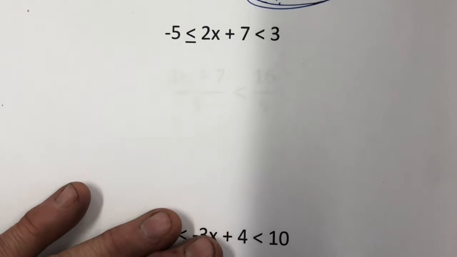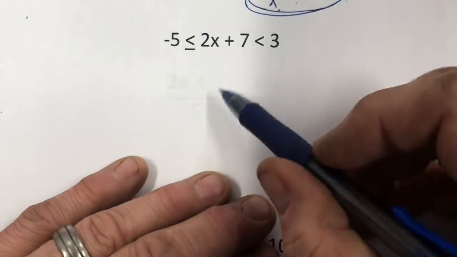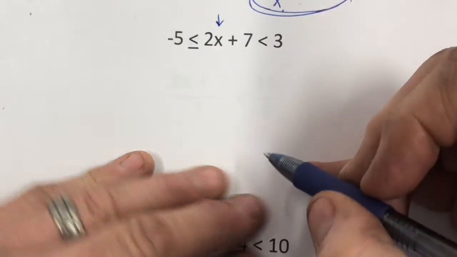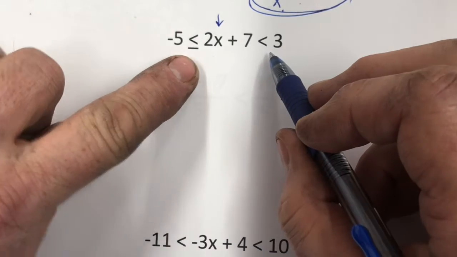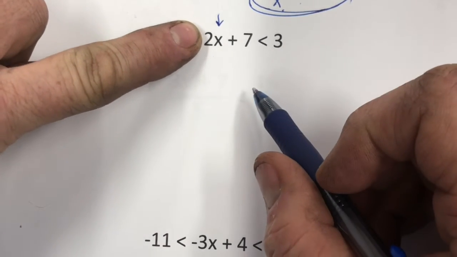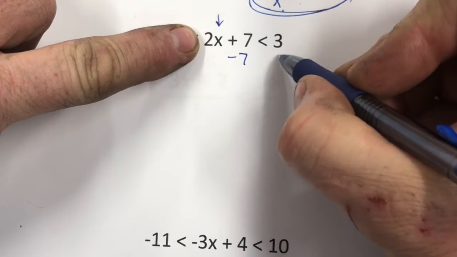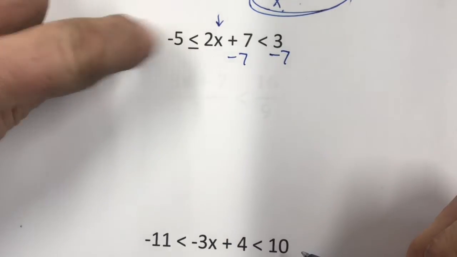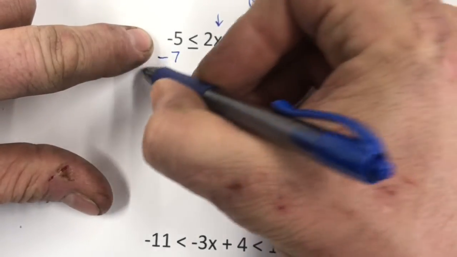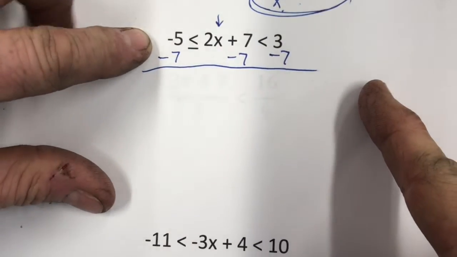Okay, now here's one here a little different. See how my variable's here? And we've got 2 inequalities. Now suppose this wasn't here. If this wasn't here on this side, 2x plus 7 is less than 3, I would minus 7 on both sides. But because I have this over here, I also have to minus 7 over there. So I have to minus 7 from all 3 of them.